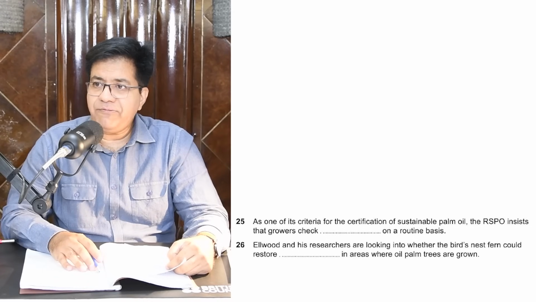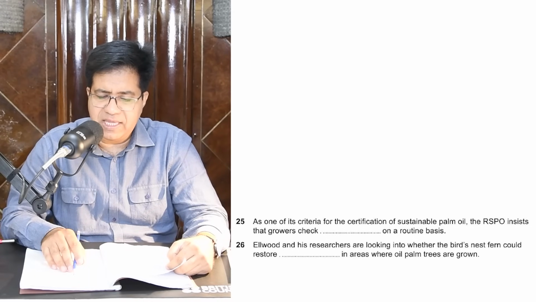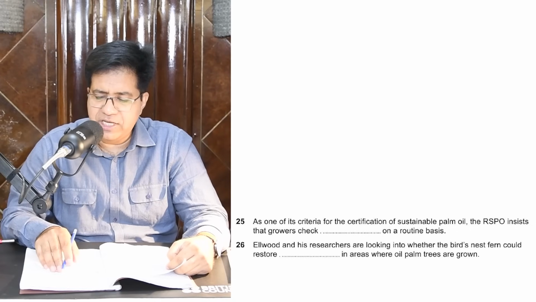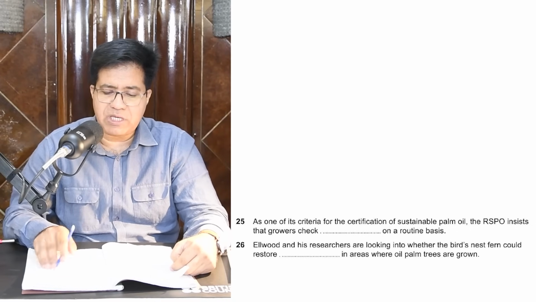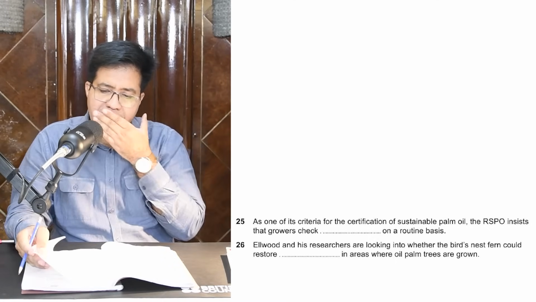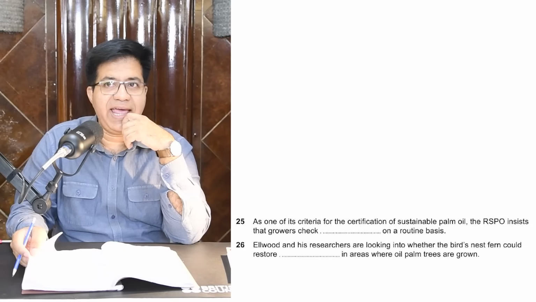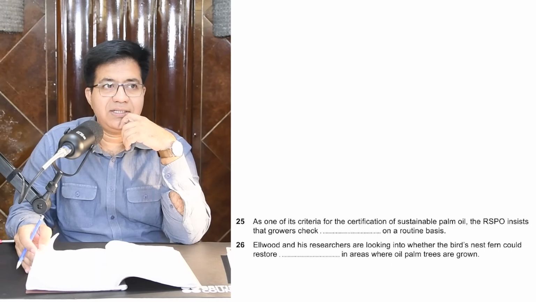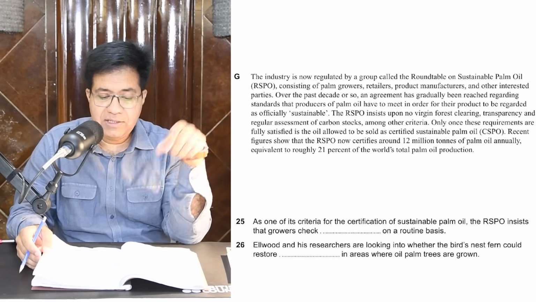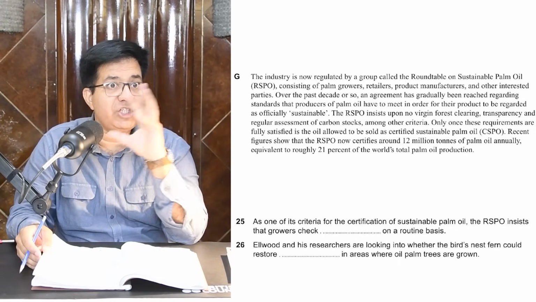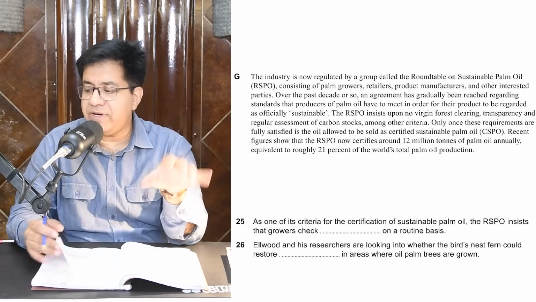Question number 25. As one of its criteria for the certification of sustainable palm oil, the RSPO. Now look for RSPO. Can you see RSPO? Come on, scan. You can easily find RSPO, all capital letters, in paragraph G. Well done. Now this is the location. And have you noticed the long jump? They have jumped. But we had a clue word. So because of the clue word, we've reached there.